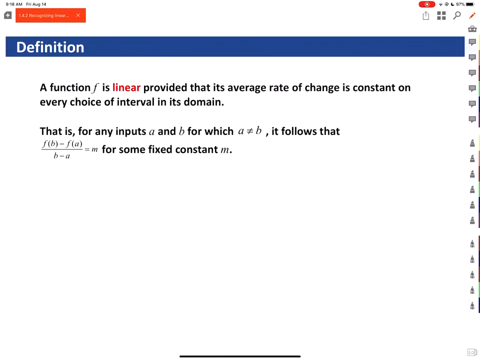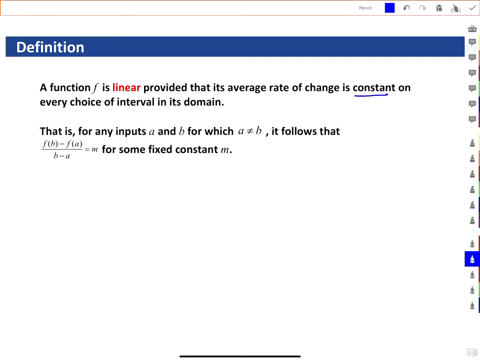The definition here is that a function f is linear provided that its average rate of change is constant on every choice of interval in its domain. So no matter what you pick for the domain or for the interval on the domain, that average rate of change will be constant. So, a quick refresher of the average rate of change definition.